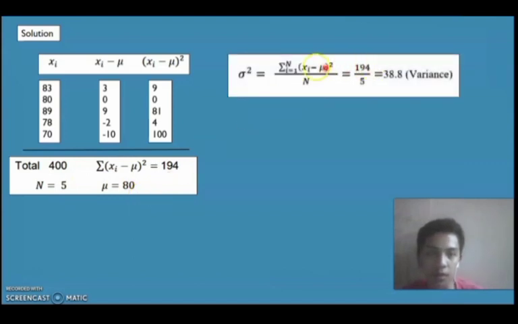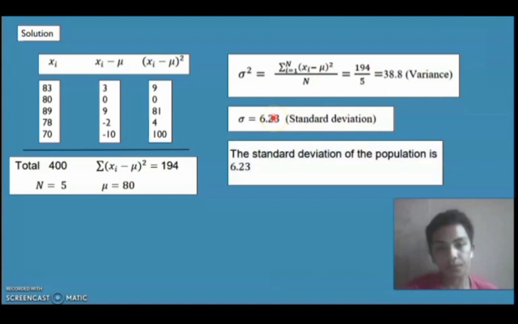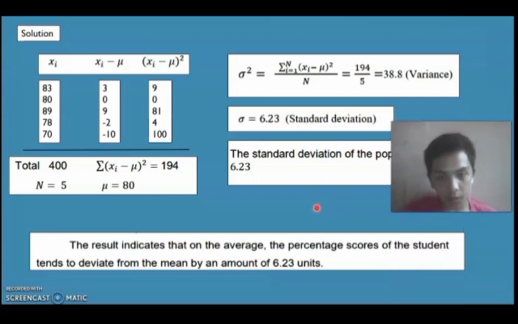This is how you get the variance. This is the formula. We divide this 194 by 5, which gives 38.8, and the square root of 38.8 is 6.23. This is the standard deviation. The standard deviation of the population is 6.23. The result indicates that the percentage scores of the student tend to deviate from the mean by an average of 6.23 units.